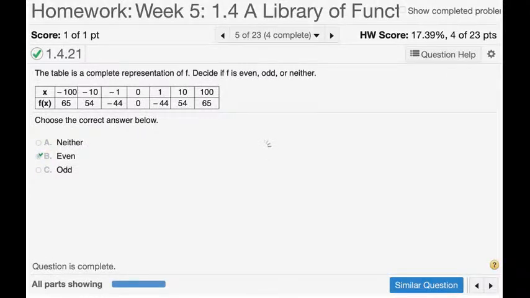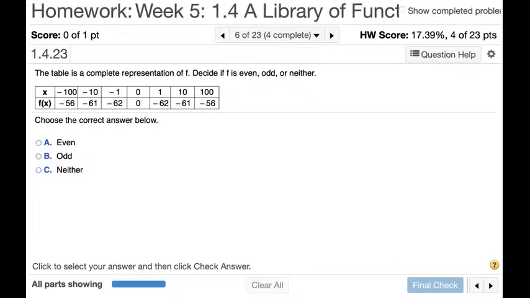Let me see. So again, if we use the same dialogue, now notice here the x is changed, but the y value stayed the same. X is changed, but the y value stayed the same. So this one should be even as well.